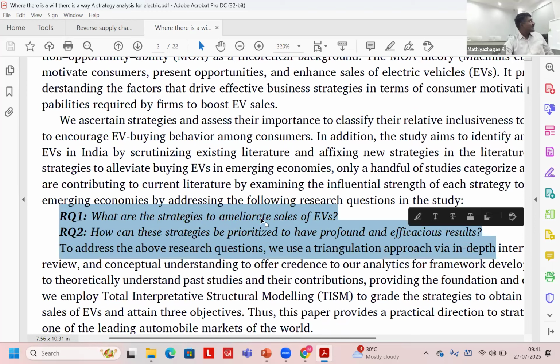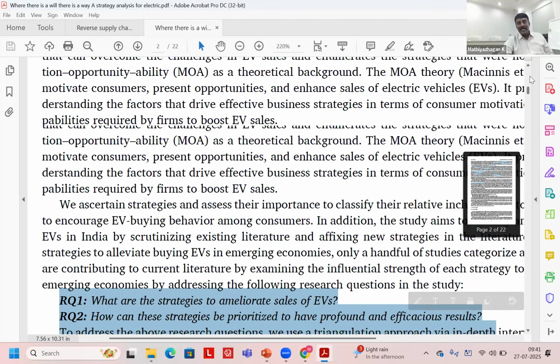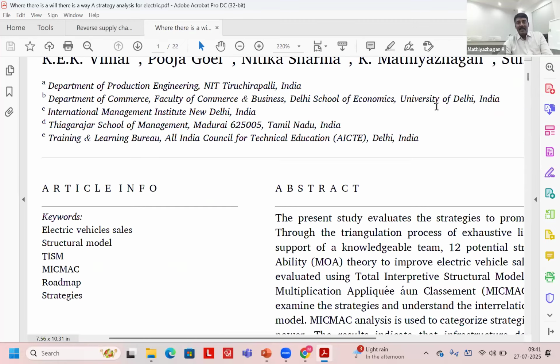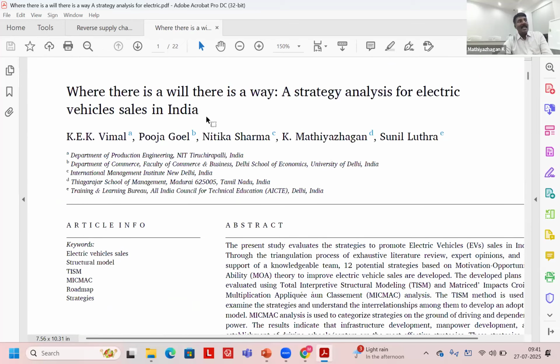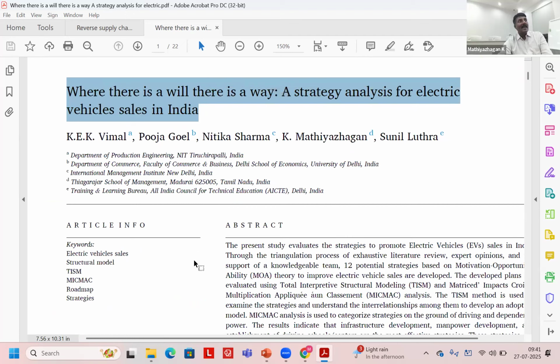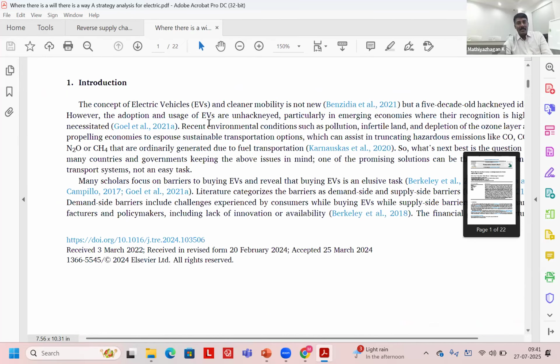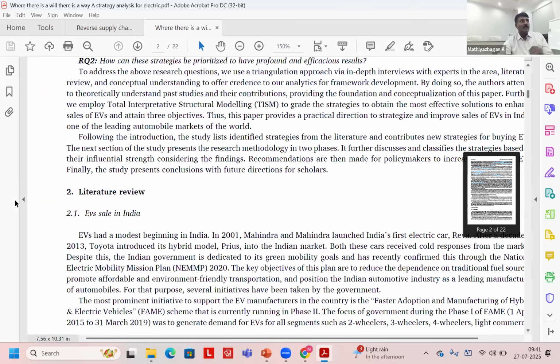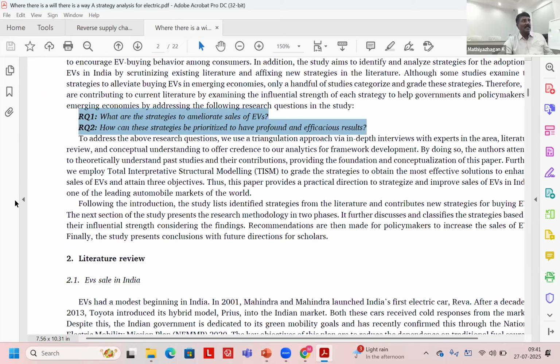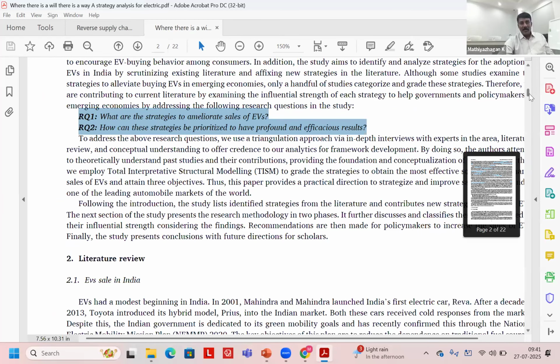What are the strategies to ameliorate sales of electrical vehicles? How can these strategies be prioritized to have profound and efficacious results? Is it clear? Then see this research question and see the title. Is it relevant? Clear? This is the question, because we are discussing the good presentation. Clear? Now, I'm going to show you.